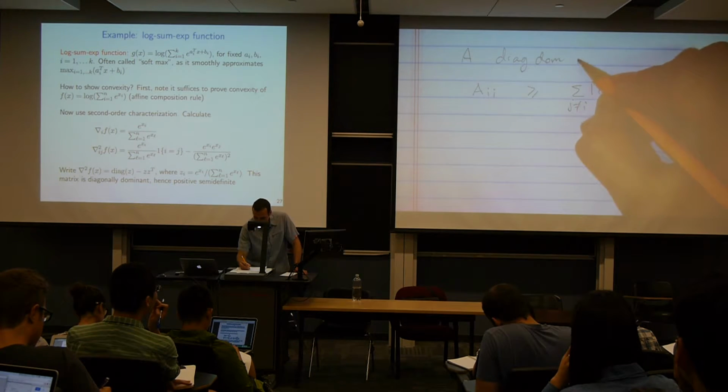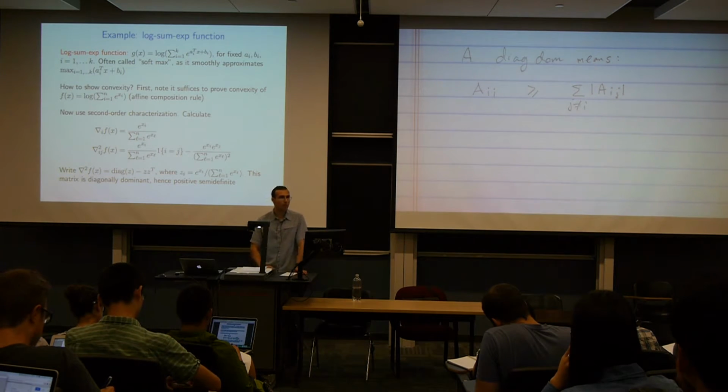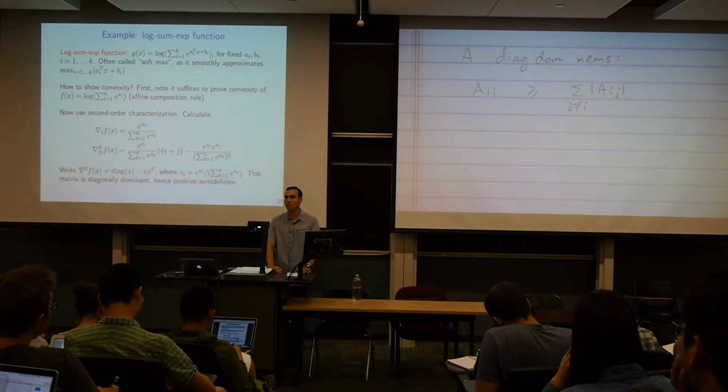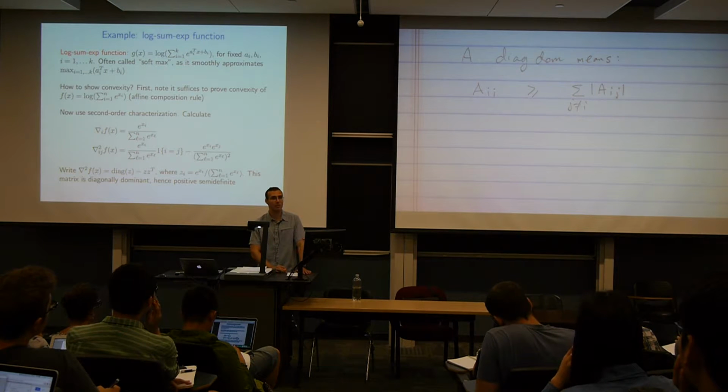So it means that equation holds for all rows i. It turns out that if this is true, that implies that the matrix is positive semi-definite. It's a fact from linear algebra.